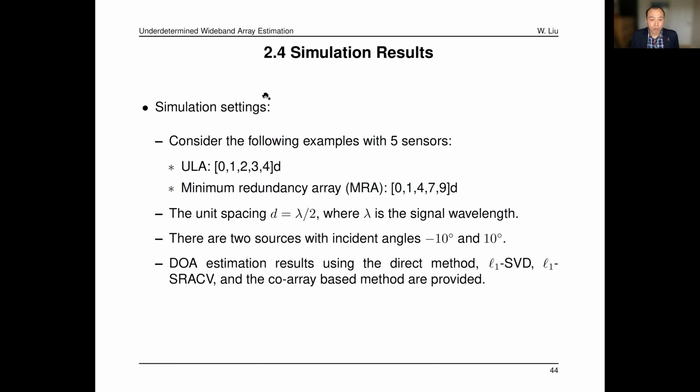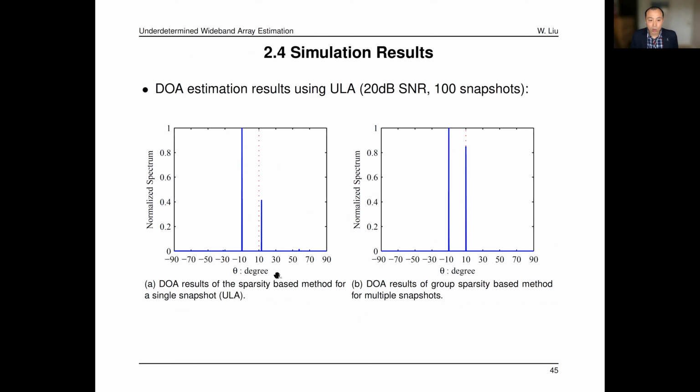Here are some simulation results. We consider a uniform linear array with 5 sensors and also a minimum redundancy array, MRA, with the same number of sensors, but the locations will be different. It's a sparse array, and the unit spacing d is half lambda. We have 2 sources from -10 degrees and 10 degrees. And here we use different methods. Here is for a single snapshot, so you have an error, right? If you have only a single snapshot, certainly the estimation is not that good for some cases.